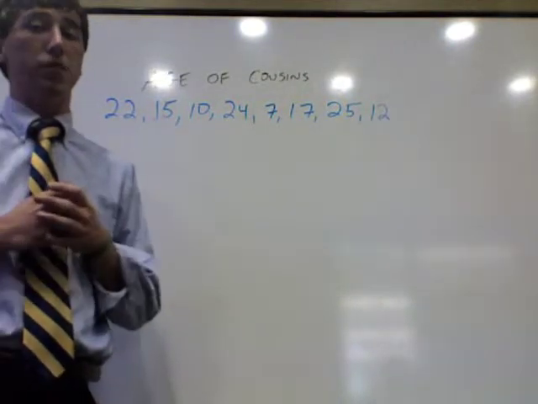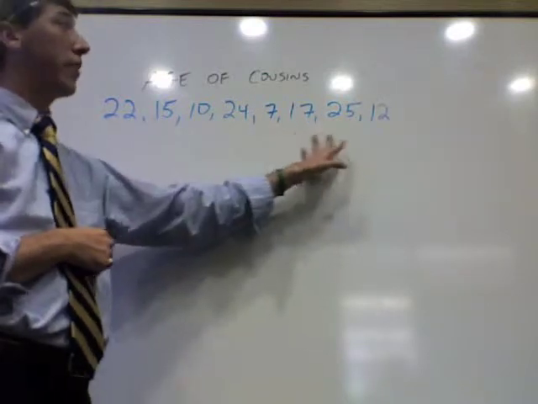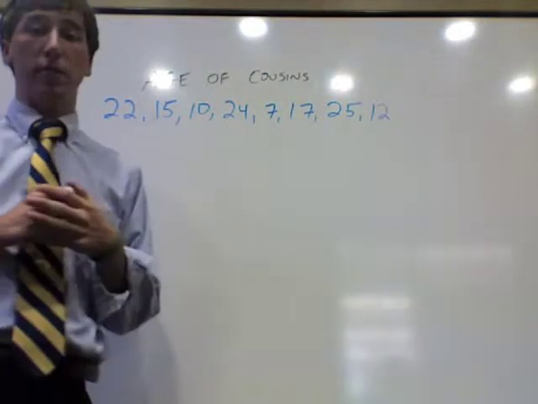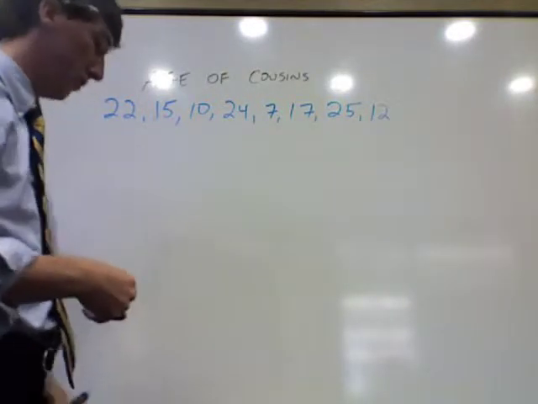Now that we've seen a box and whisker, we're going to learn how to create one ourselves. What I have here is a data set. It's the age of my cousins. In order to make the box and whisker, the first thing you have to do is to arrange the data from least to greatest so that we can find the median.